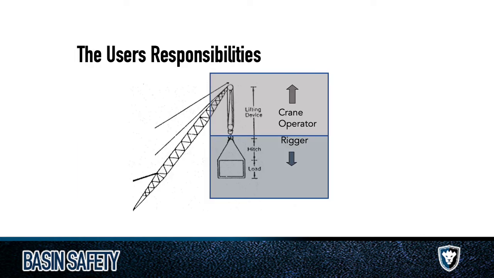All right, so we're going to look at the user responsibilities. There are 2 users. We have our riggers, and then we have our crane operators. Once the physical components of the crane stop, meaning the hook from the rigging, that's where the rigger's responsibility starts. So the crane operator is responsible for everything up to the hook, and the rigger is responsible for everything afterwards.